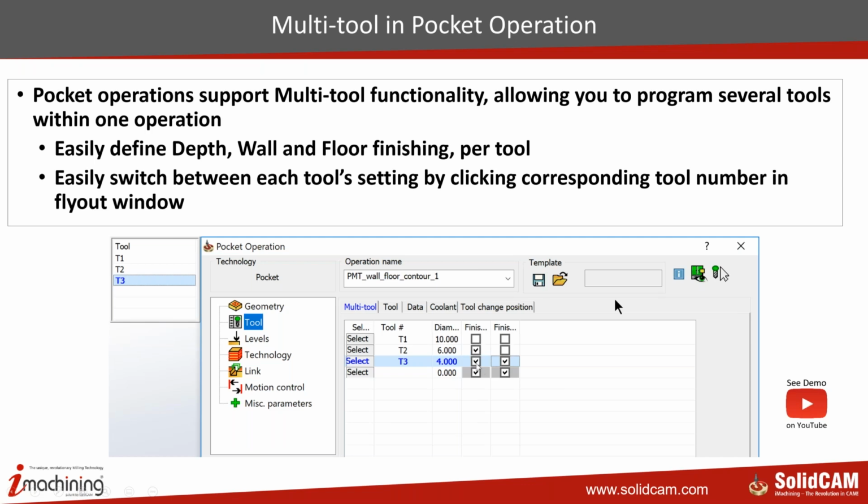parameters or operation you want to do, whether wall finish or floor finish, and everything can be controlled individually. It is also easy to switch between each tool's settings by clicking the corresponding tool numbers in the flyout window. You can individually select the tools and change them, and handle them individually if you used multi-tools.